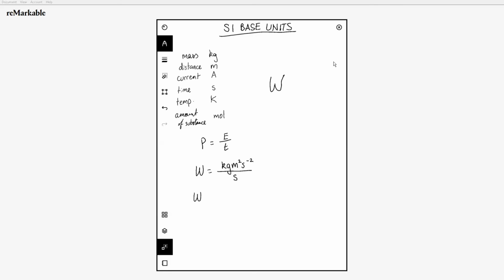So that means watts are equivalent to, and whenever we're doing our indices, the seconds to the minus 2, and that's obviously seconds to the minus 1, but whenever they're divided, you take away their indices, so that's minus 2 minus 1. So we get kilogram meter squared second to the minus 3. So there we go. That's our SI base unit for a watt. So let's have one more go.